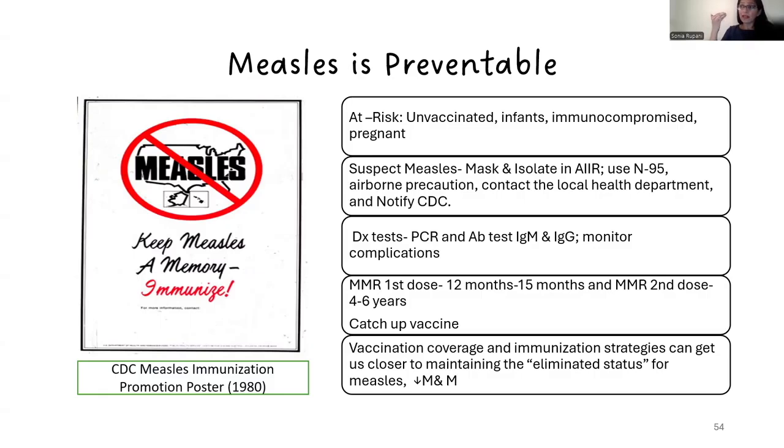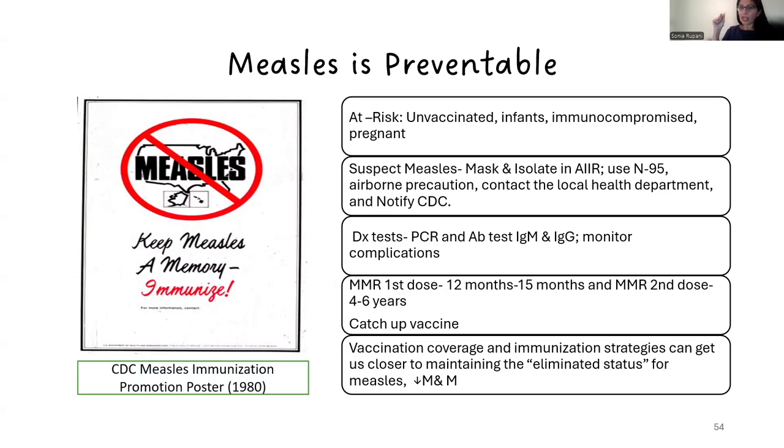Also, when it comes to diagnosis, it is a clinical diagnosis that is then confirmed with PCR; nasopharyngeal and oropharyngeal swabs are preferred. And then the serology: IgM antibodies are typically seen 3 to 4 days after the rash and can last up to 6 to 8 weeks. And then the IgG antibodies will be developed later.